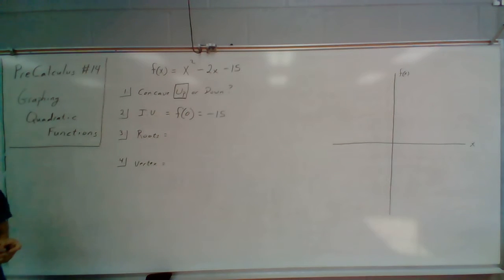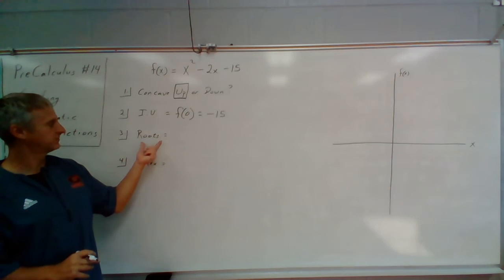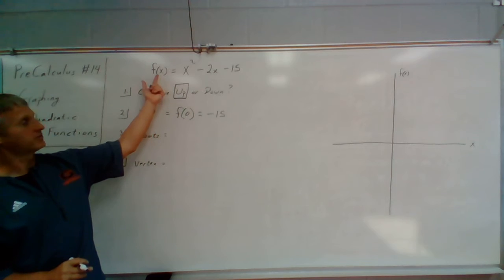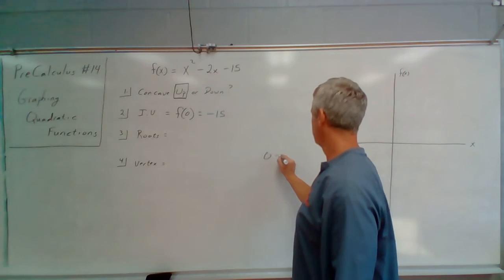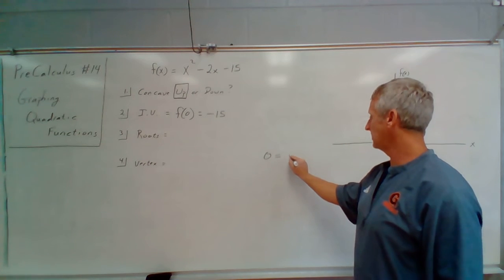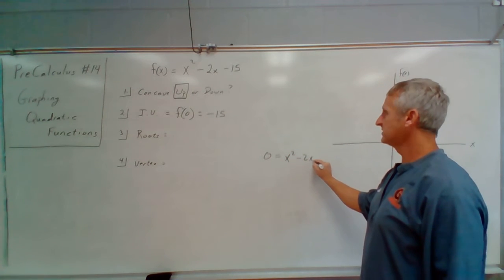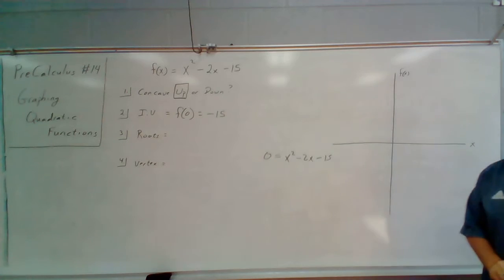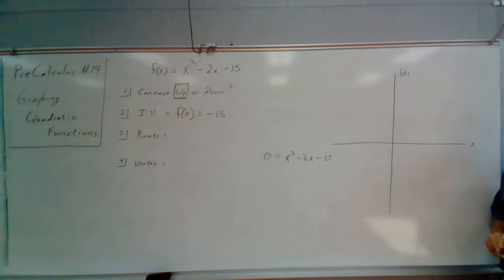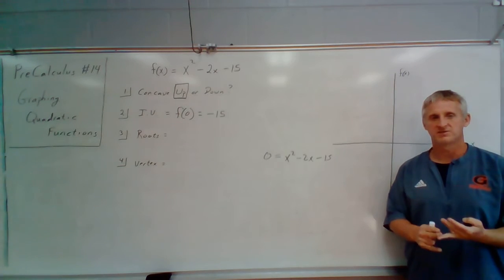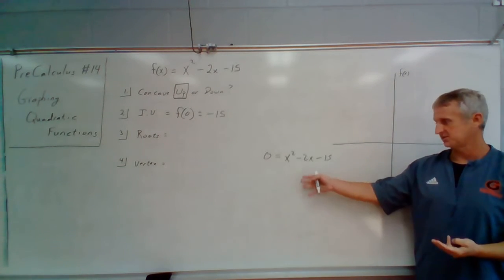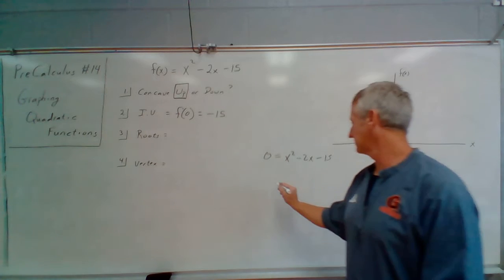The roots are the x-intercepts, or the zeros. So I need to plug 0 in for y. So let's do that: 0 equals x squared minus 2x minus 15. To solve that, I could complete the square, I could use the quadratic formula, or I could factor it if it'll factor. I was nice to you on this one and gave you one that factors.